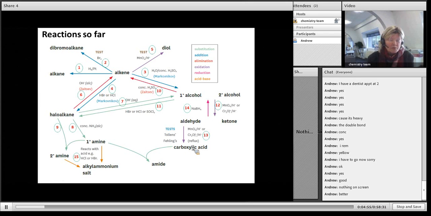You could do the same with permanganate as well, when acidified permanganate decolorizes. Have you got any questions on the reactions so far?